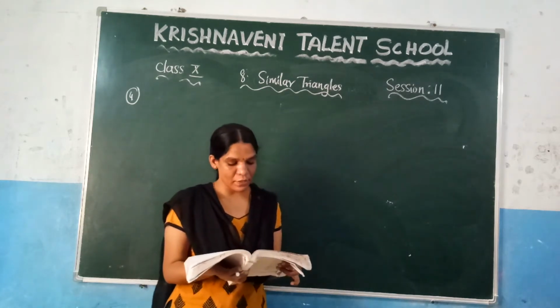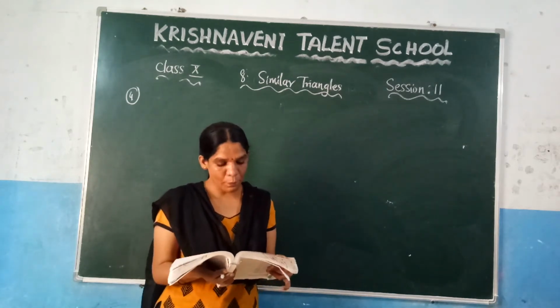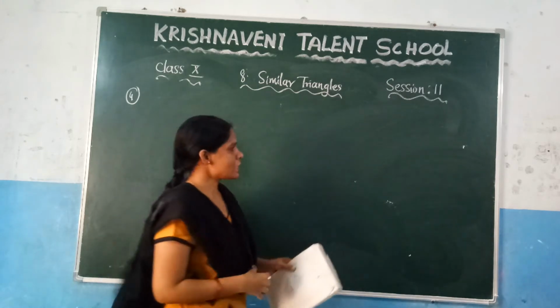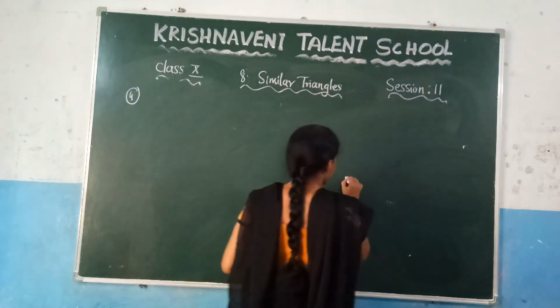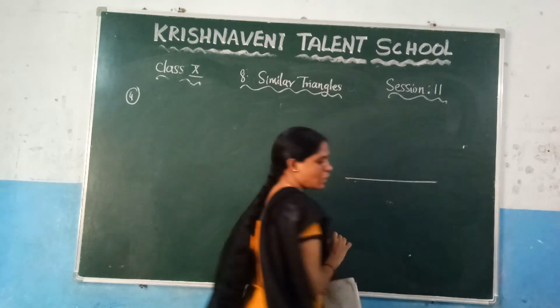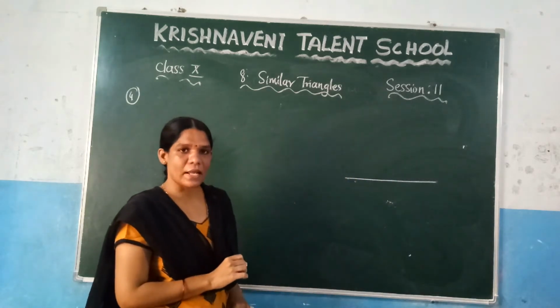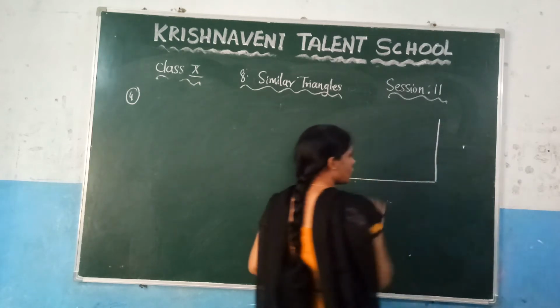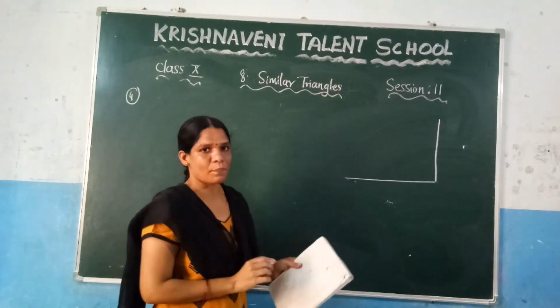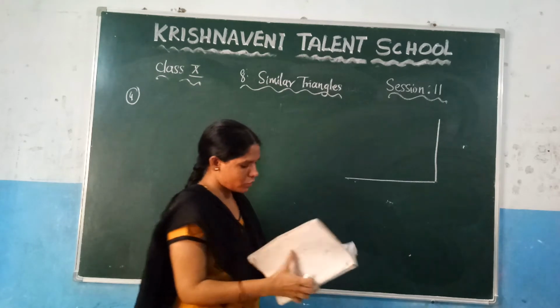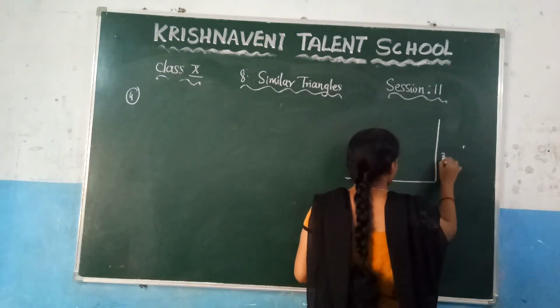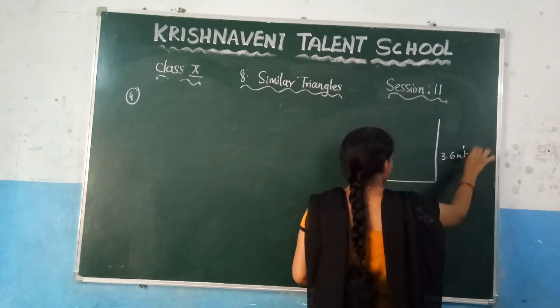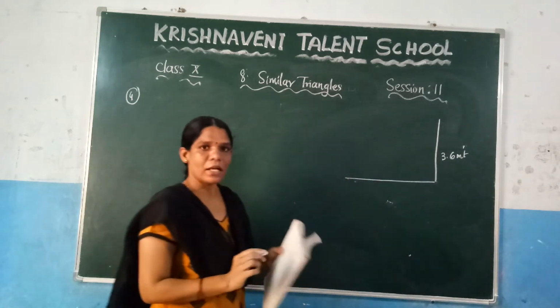What they are saying here, one lamp post is there above the ground. Let us consider here, this is the ground. Right? And what they are saying here, one lamp post is there. Consider this is the lamp post. And they have given the length of the lamp post. How much they have given the length of the lamp post? Above the ground, which is 3.6 meters. Right? This is the length of the lamp post.